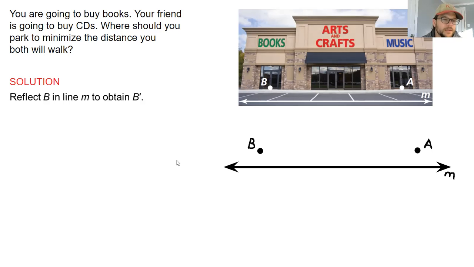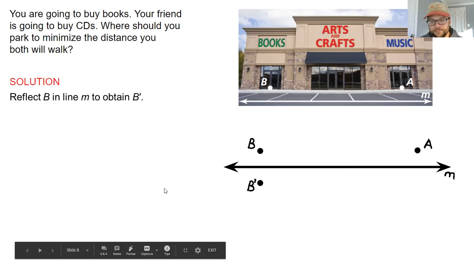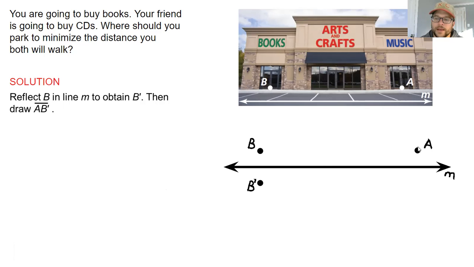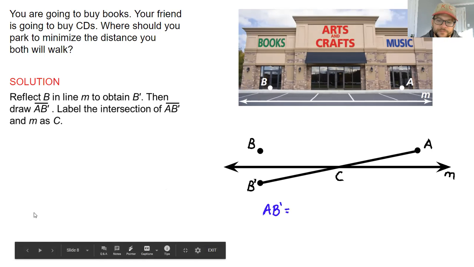So you're going to reflect B in line M to get your B prime, or your new image of B. Then you're going to draw the line from A to your new image B prime, and it looks like that is intersecting at some point on your line of reflection M, and you're going to label that as coordinate point C. In order to get your C, you know that the distance of AB prime has to be halfway between your AC and your B prime C.